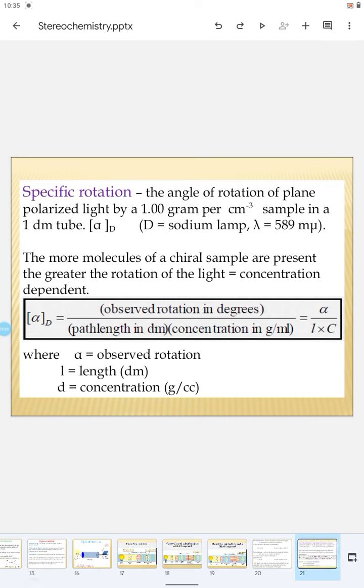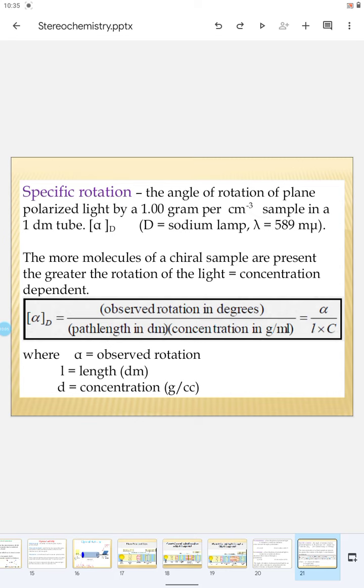Specific rotation. The number of degrees that the plane of polarized light is rotated as the light passes through a solution of enantiomers depends on the number of chiral molecules in the sample. This of course depends also on the length of the tube and the concentration of the enantiomers.